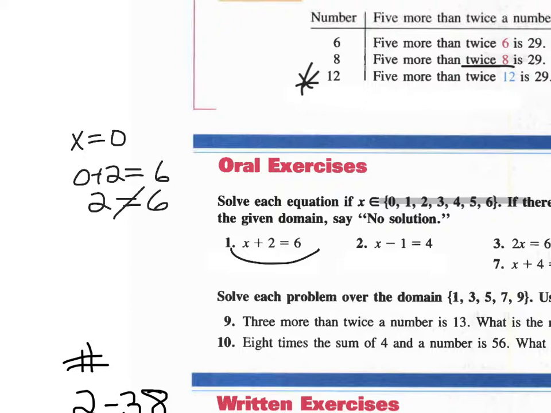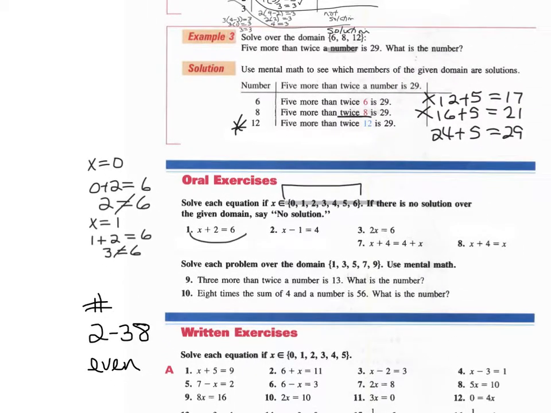Then you're going to do it again, and you're going to plug in 1. So then you'll do 1 plus 2 equals 6. 1 plus 2 is 3. And again, it doesn't equal 6. And you're going to keep repeating the process, replacing all 7 of these values. Make sense? All right, and then you just follow PEMDAS.